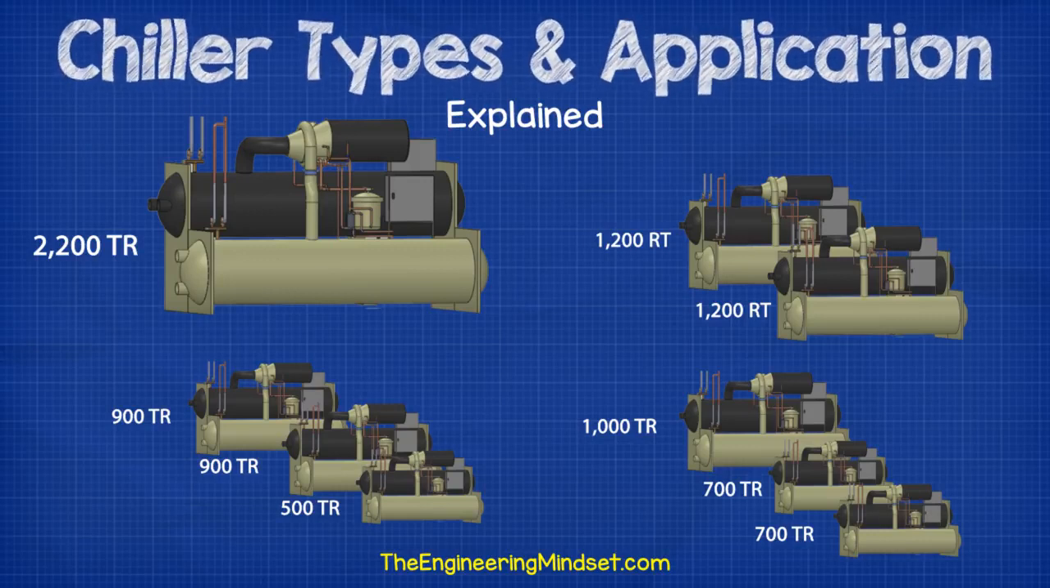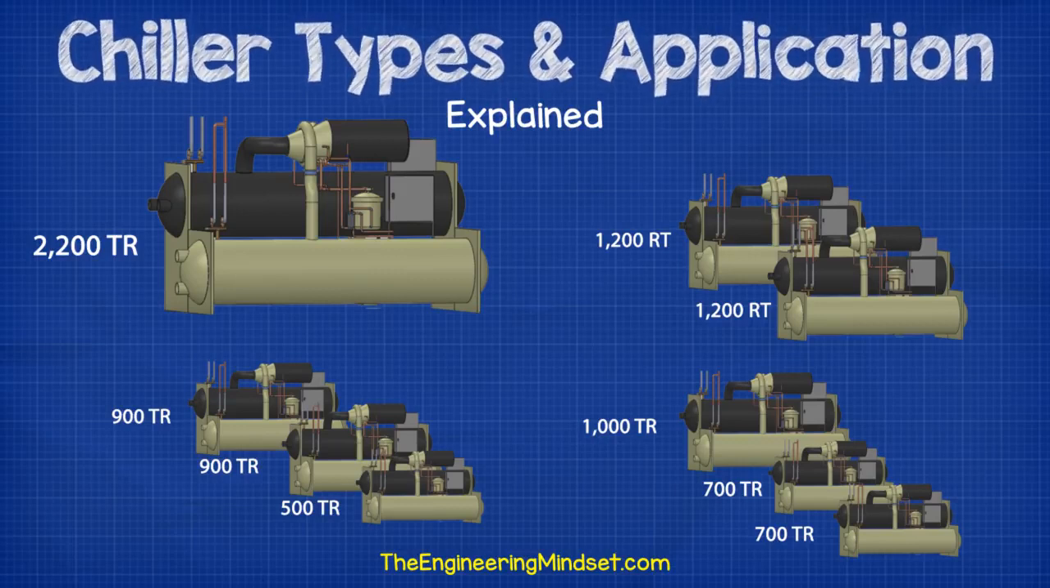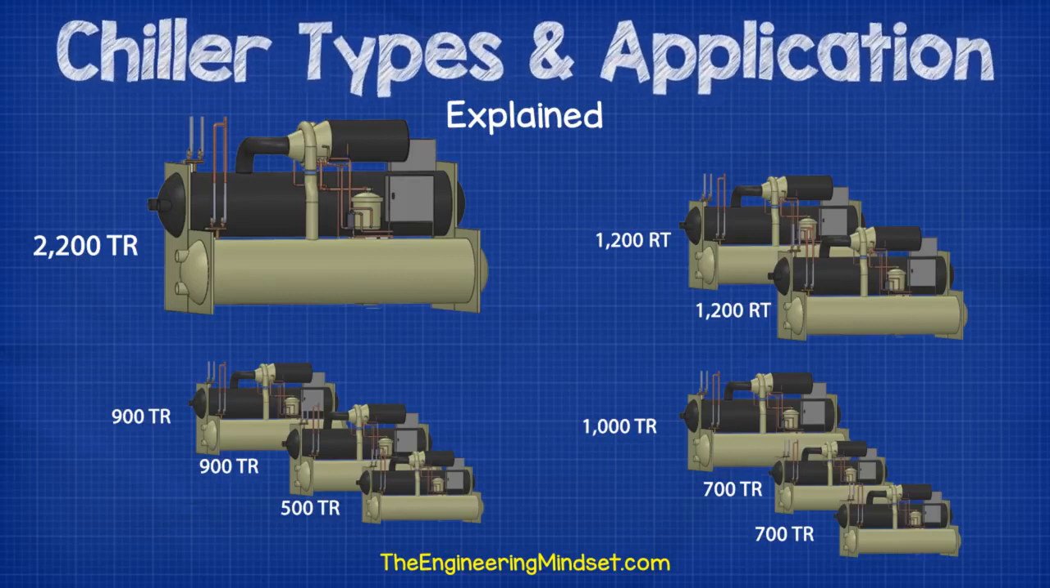Instead, you should use multiple chillers in parallel of different sizes to meet the changing seasonal load at optimal performance with redundancy built in. For example, if you have a building with a cooling load of 2,200 tons, then you should use combinations such as two 1,200 ton chillers, or two 900s and a 500 ton chiller, or 1,000 ton and two 700 ton chillers, etc, etc.